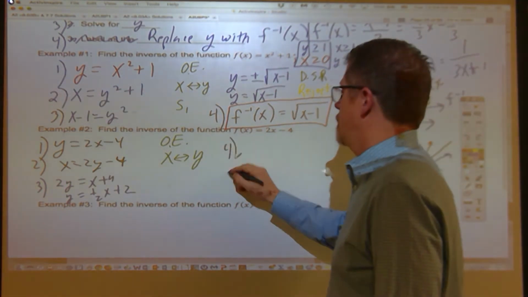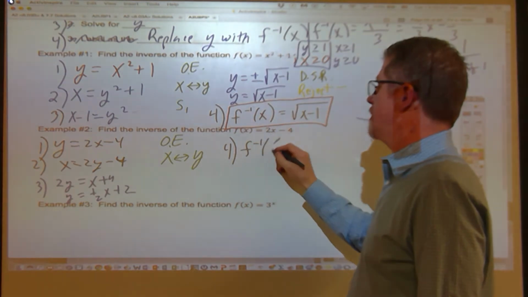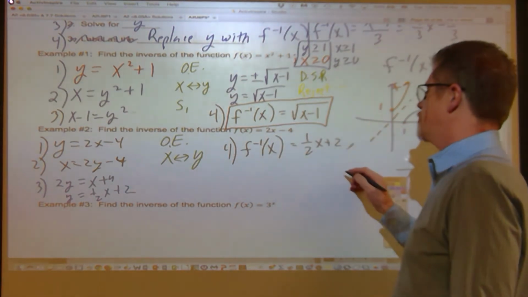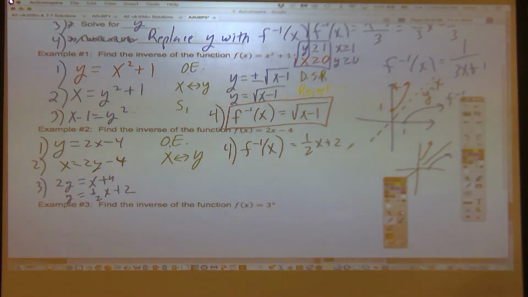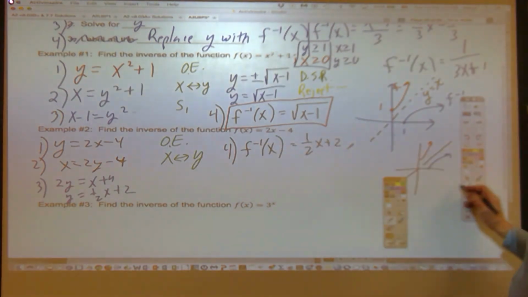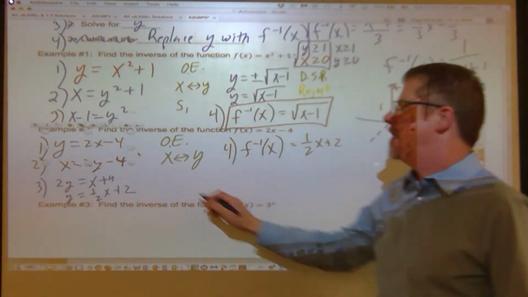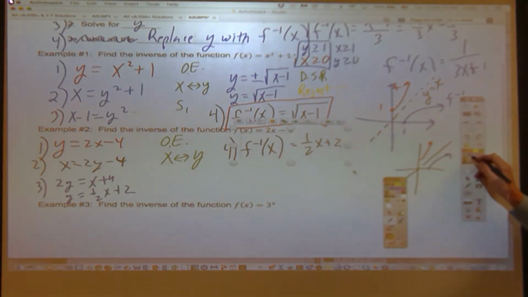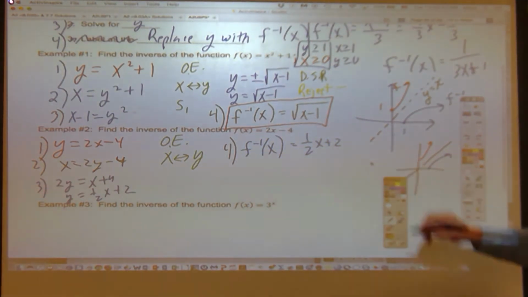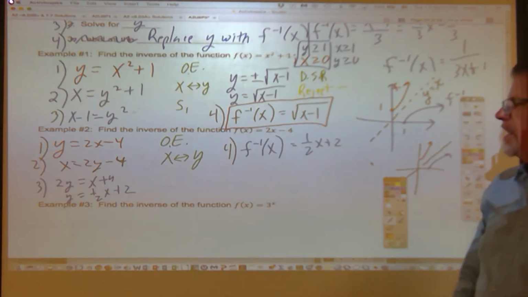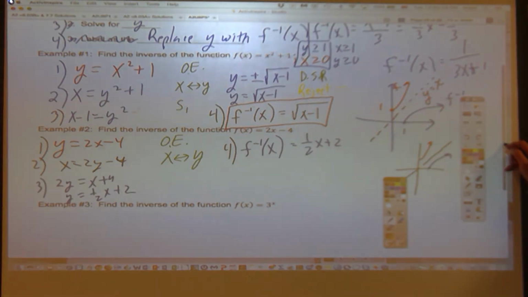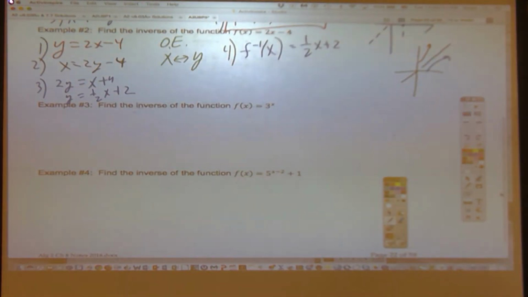So for your final step, I hope you came up with f inverse of x, because we have to replace the y with f inverse, equals 1/2 x plus 2. So later in the lesson, they're going to ask us to come back to example 2, sketch the original function in red, then the inverse function in blue, and you're going to experience the beauty of symmetry between f and f inverse. Any questions on example 2? All right, let's keep going then.